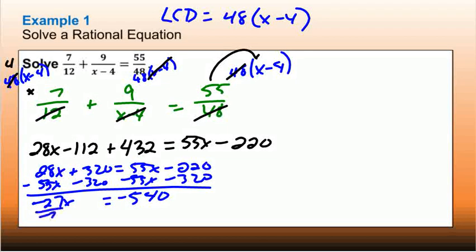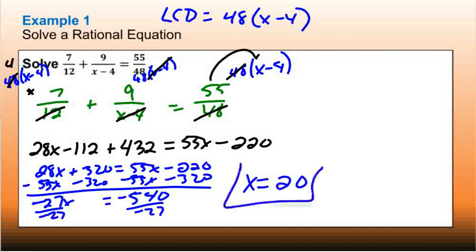Divide by negative 27. Negative 540 divided by negative 27 gives us an answer of x equaling 20. So 20 would be the correct answer here. But if I want to double check that, I put 20 in for x. 20 minus 4 is 16. So I have 7/12 plus 9/16.